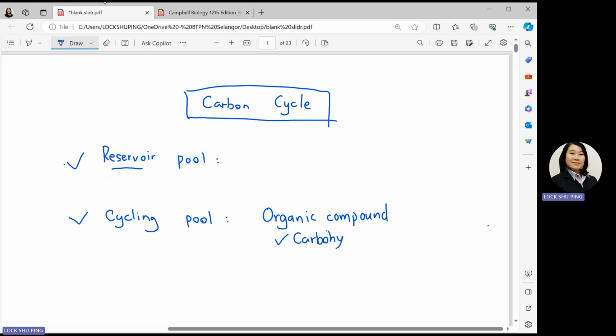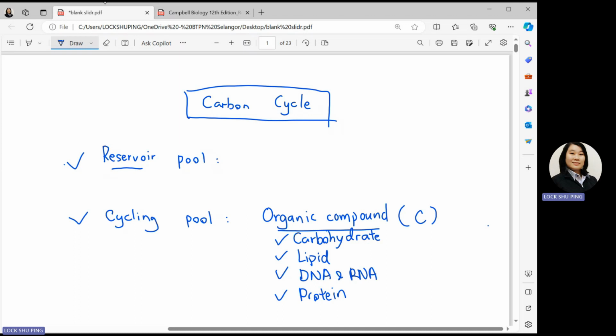So any examples of carbohydrates must contain carbon, like glucose, fructose, sucrose, and then any kind of lipids, any types of DNA and RNA, and lastly any type of protein. They are the organic compounds that must contain carbon as their main element. Okay, so where does the organism synthesize these organic compounds? It is through the process of photosynthesis.